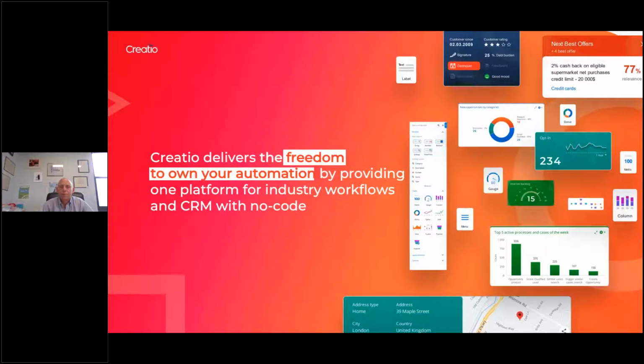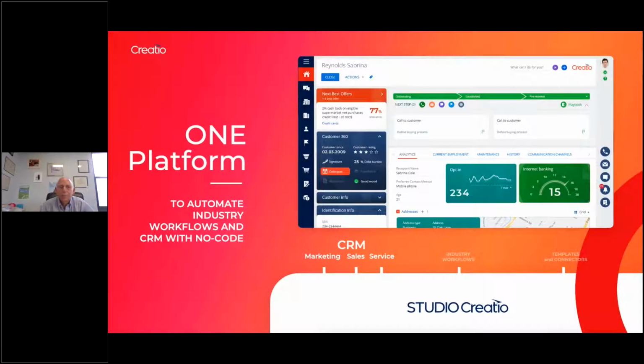Let's talk a little bit about Creatio. For those of you who may be new to Creatio, Creatio is a low-code, no-code platform that's really focused on helping customers drive your own automation and having that ability to have the freedom to own your own automation and provide industry-specific workflows and an industry-leading, Gartner-leading CRM practice on top of it. And if we think about it, Creatio has an idea of one platform, giving you the ability to orchestrate business processes across everything that you would want to do within your organization.